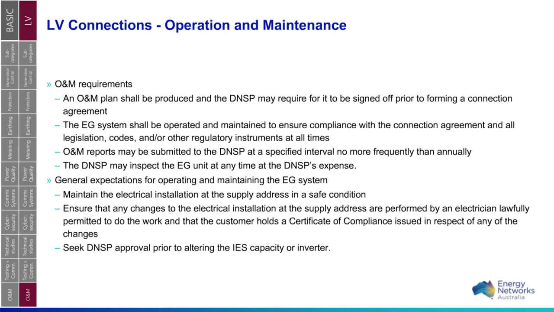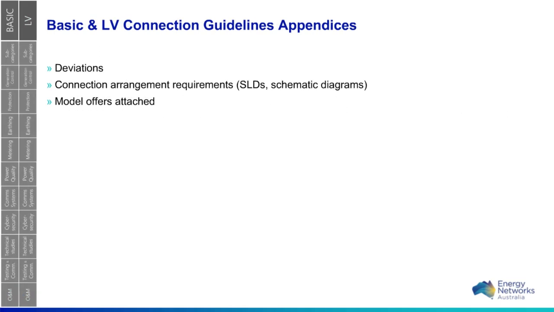There are some further general expectations for operating and maintaining the system that we've included, and these are maintaining the electrical installation in a safe condition, ensuring that changes are made by qualified personnel, and also seeking DNSP approval where it's required if any changes are being made to the system. So I think that covers off all of the technical settings.